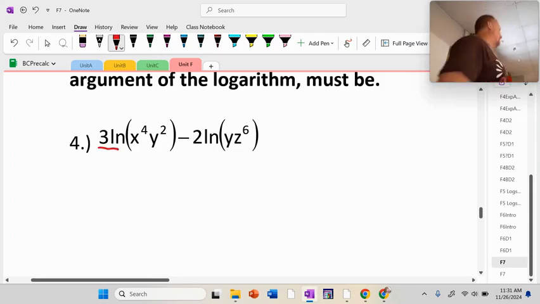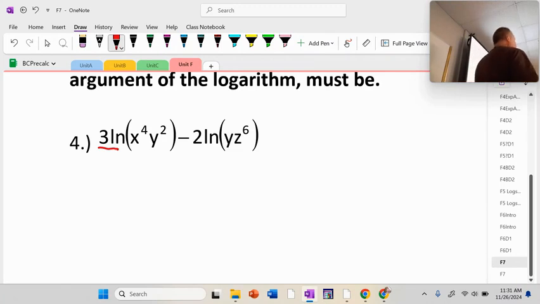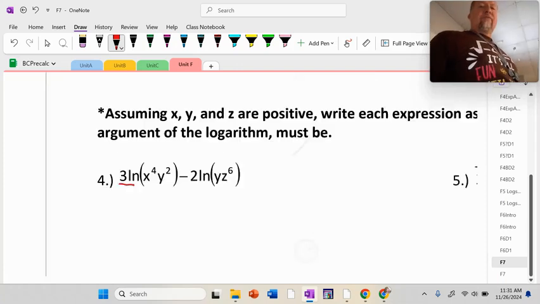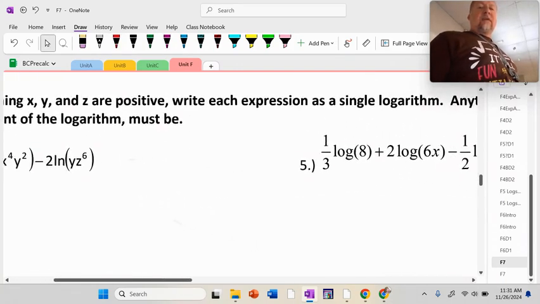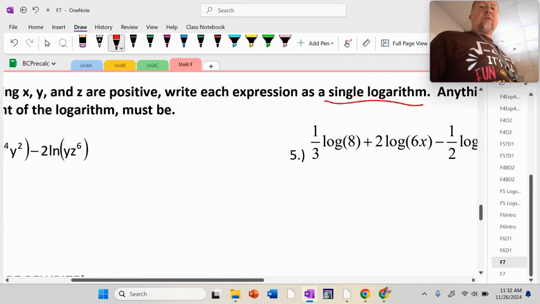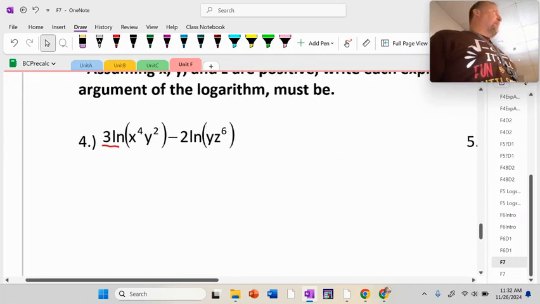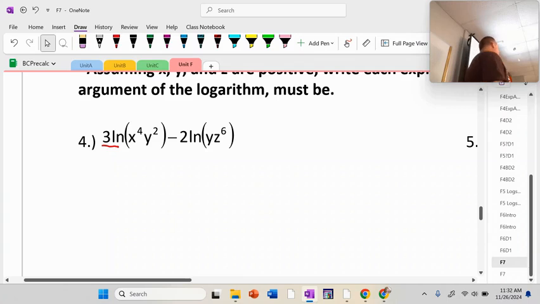All right, 31. Is that what that says? What is that right there? An ln. Yeah. Okay. Which is log base what? E. So I have to do the reverse. This should be as a single logarithm, or the word could be condense. Condense. All right. Expand is the opposite of condense.